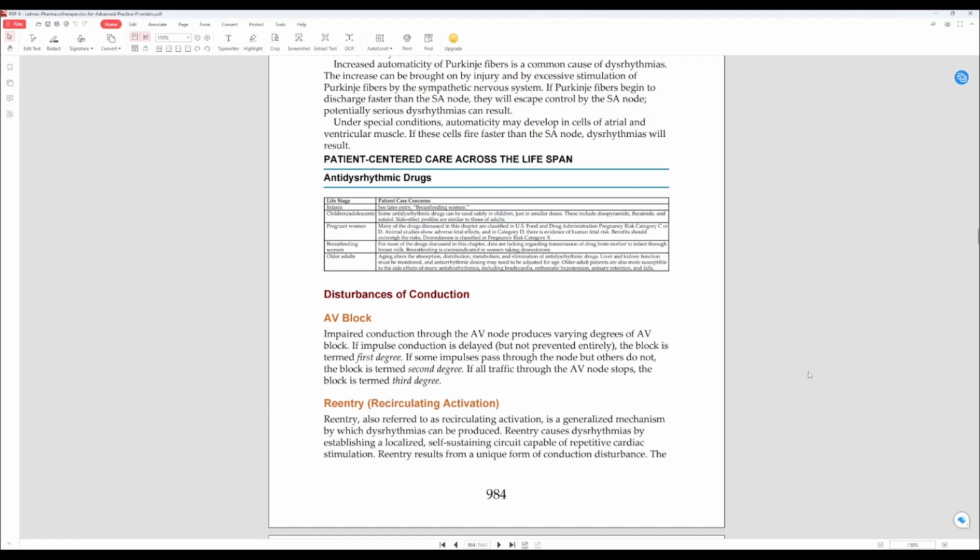So here is an excellent spot to hit pause so you can see the patient-centered care across the lifespan on antidysrhythmic drugs.